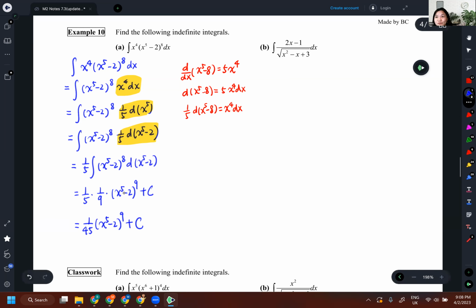Is that okay? So this integration by substitution is done in this very subtle way, you see. In the end, I did replace the variable. I did replace the variable. I didn't show it.